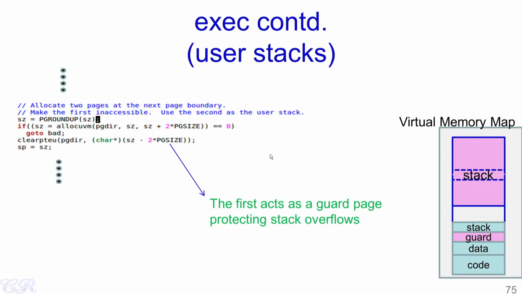The next step in the exec implementation is to create the stack for the user process. This stack, as opposed to the kernel stack, is used by the code for storing local variables as well as for function calls. In order to create the stack, the exec implementation allocates two contiguous pages. One is used for the stack while the other one is used as a guard page. The guard page is made inaccessible. Essentially, this is used to protect against stack overflows. As we keep using the stack, its size keeps increasing and it would eventually hit the guard page, and as a result we would know that a stack overflow has occurred.